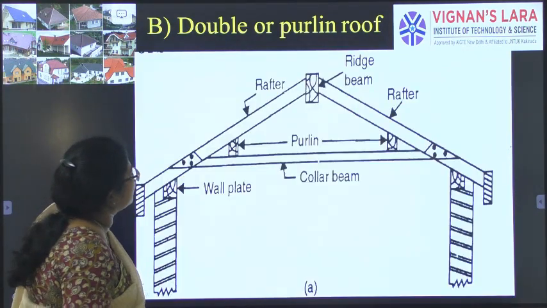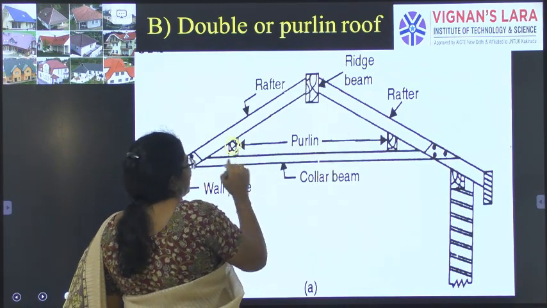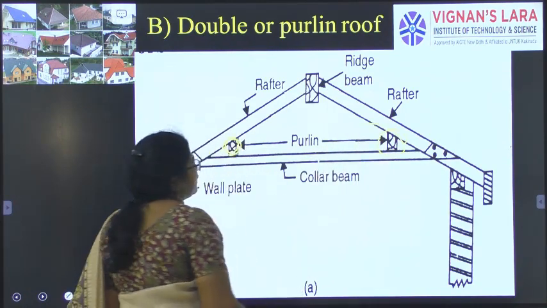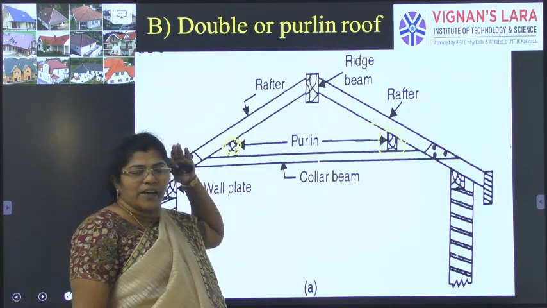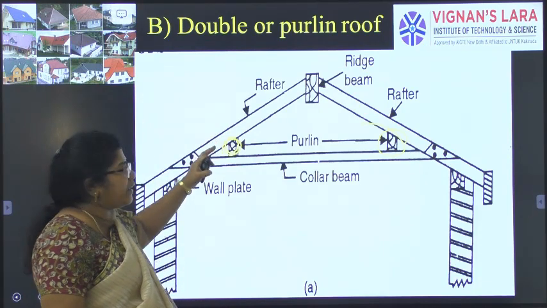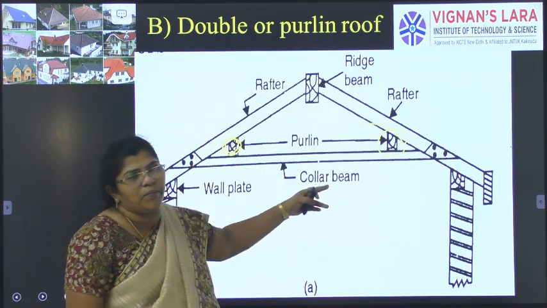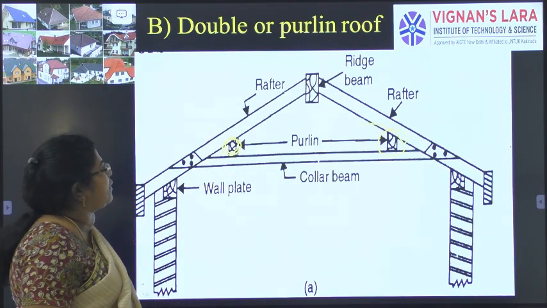You can see here, this is the ridge beam, this is the rafter, these are the purlins. Mainly this is the main thing, right? So in the double roof there is a purlin which runs along the horizontal length, and this is the main strength-giving part. We have a collar beam, right? And the purlin is the main thing.